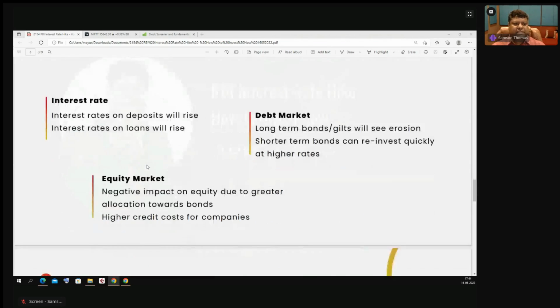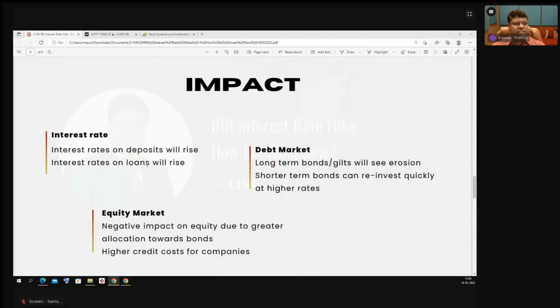So what is the impact? This is the impact, like we already discussed. Your house loans, your vehicle loans, any other loans, interest rates on the loans will rise. At the same time, interest rates on the deposits will also rise, right? Because interest rates on deposits will rise, many people will move money out of the equity market. The equity market is going down, so many people will move money out of it and put it into fixed deposits. Yeah, they will put it into some kind of bonds, because the interest rates will rise over there.